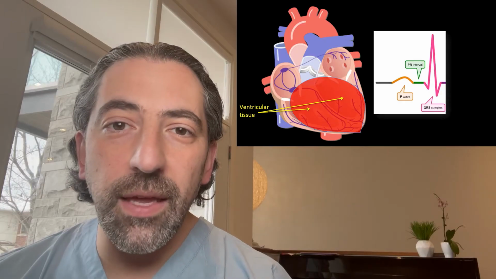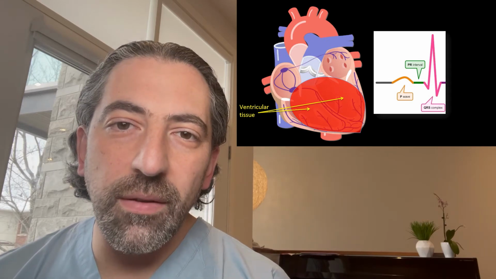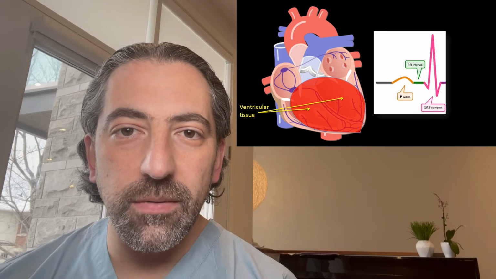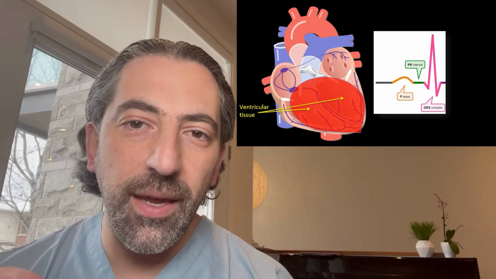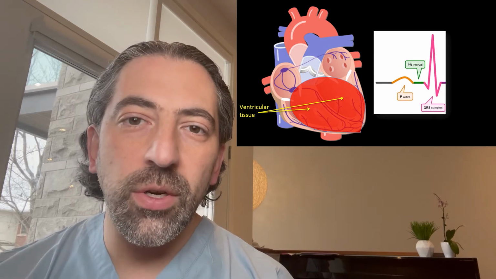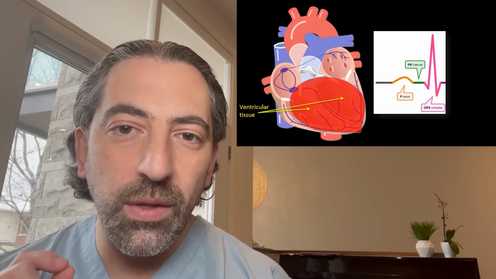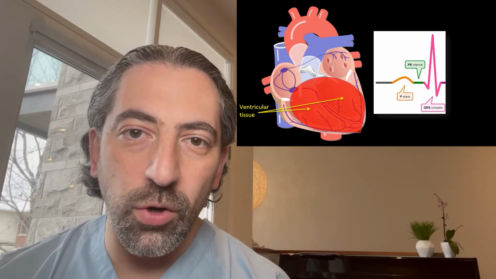Depolarization proceeds from the AV node through the His-Purkinje system, including the left bundle and the right bundle branches, and all the way to the myocytes in the ventricles. Following that, the ventricles contract. It's important to note that unlike the atria, where the right atrium depolarizes before the left atrium, both ventricles will depolarize simultaneously and contract simultaneously under normal circumstances.